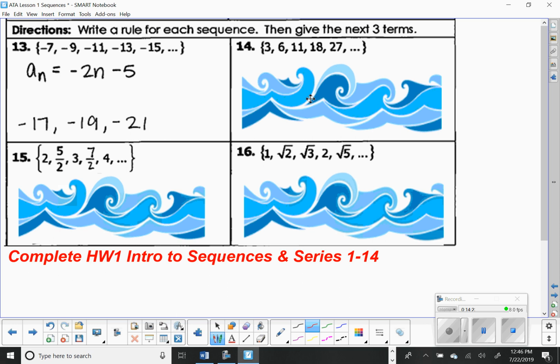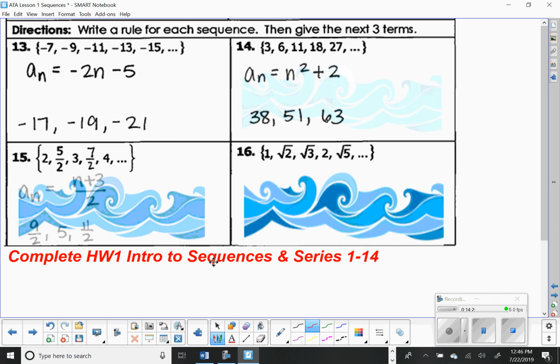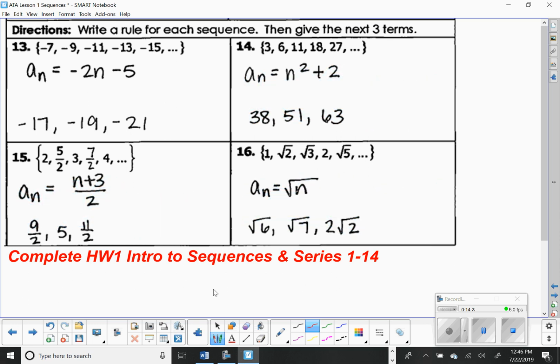You're back? So how successful were you? Some of these were a little easier than others, were they not? Okay, I think number 16, while it might look crazy, 1, root 2, root 3, 2, root 5, you actually notice that it's just the square root of n.